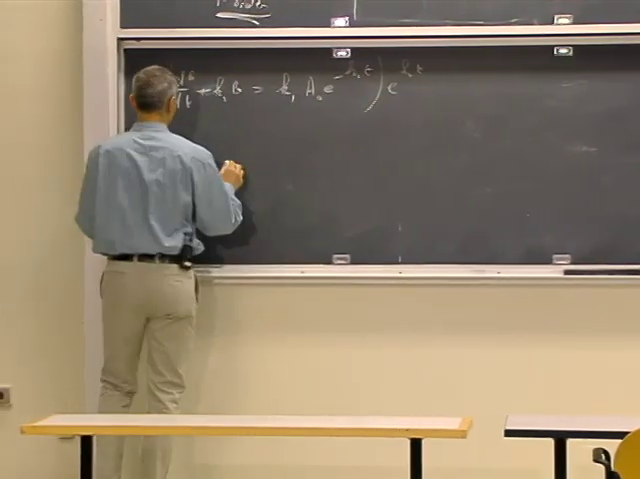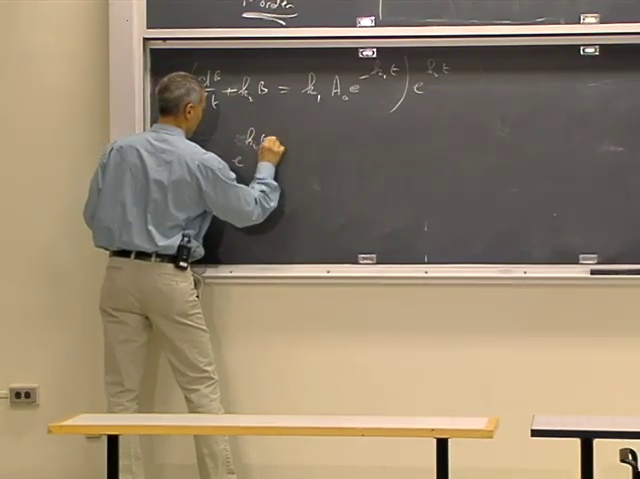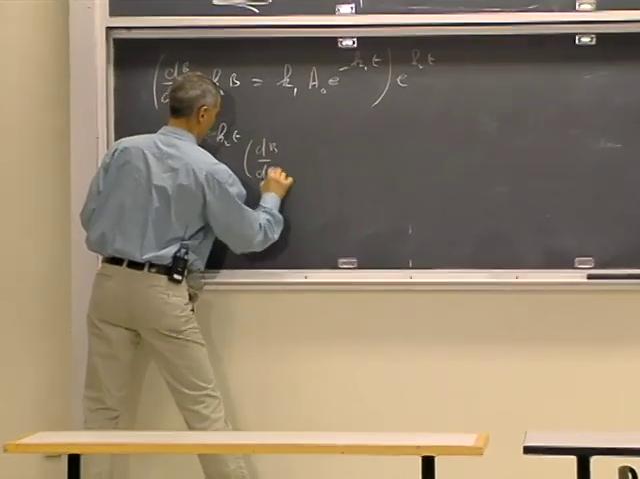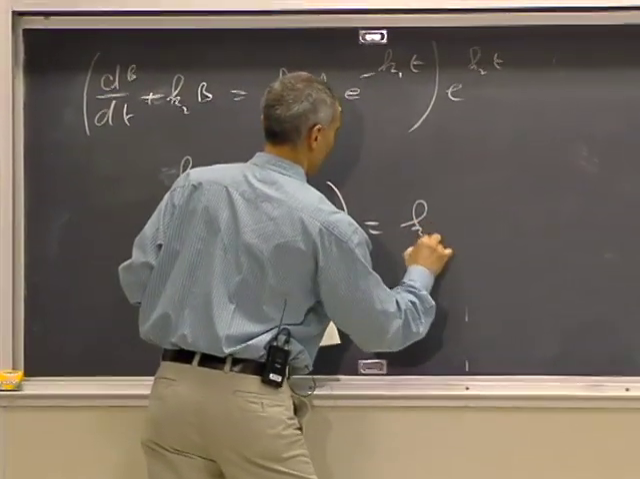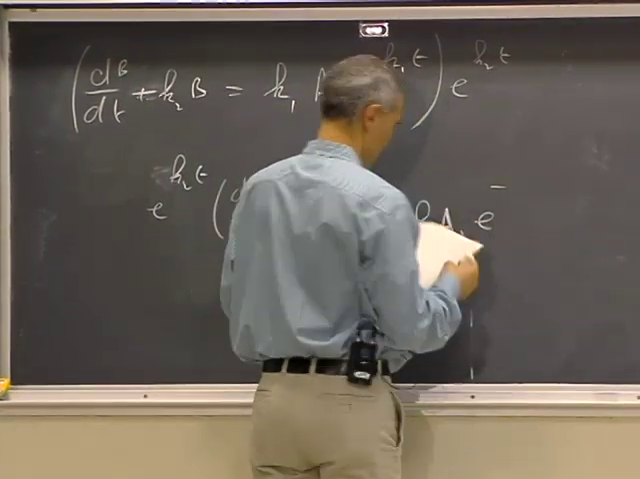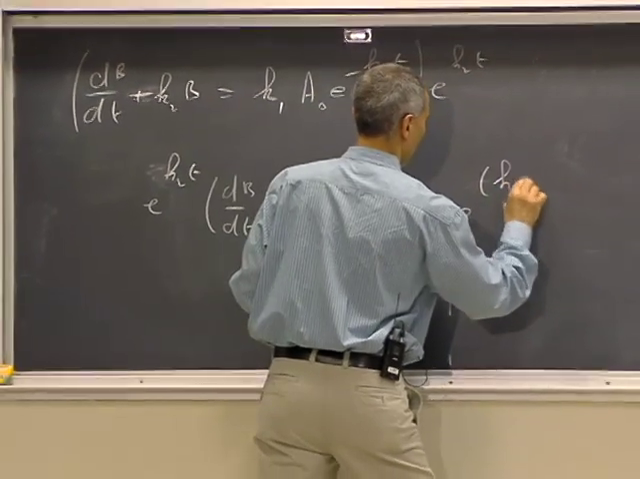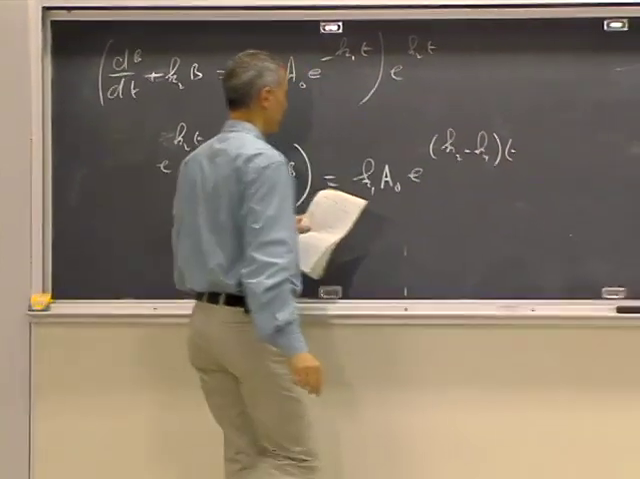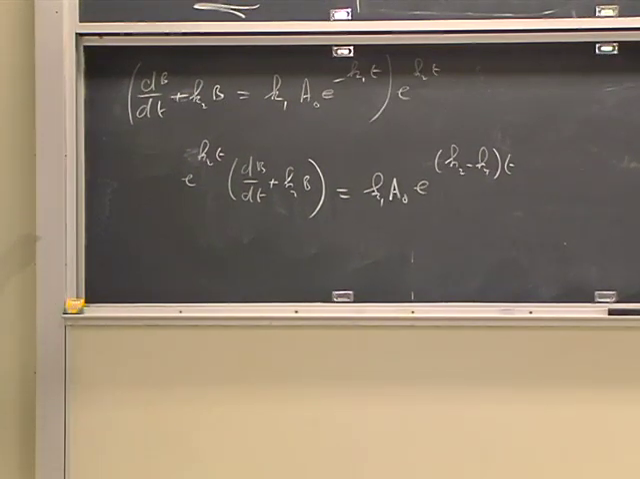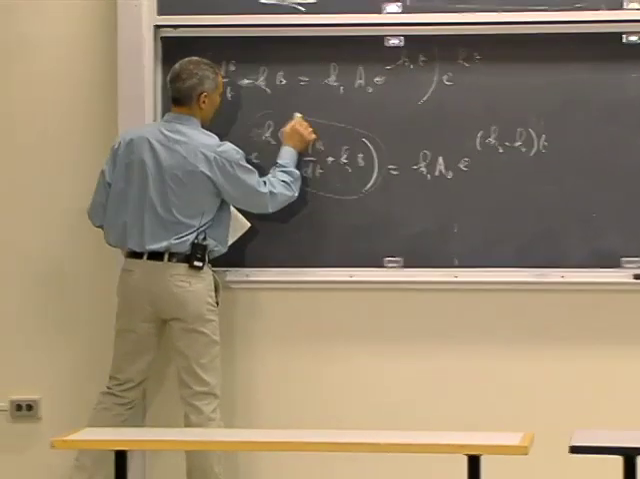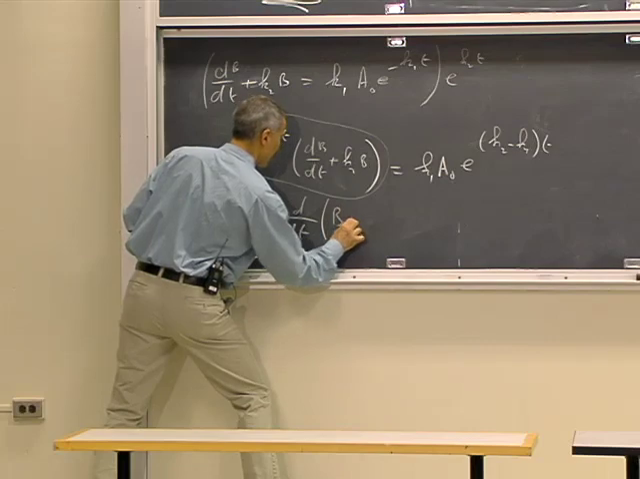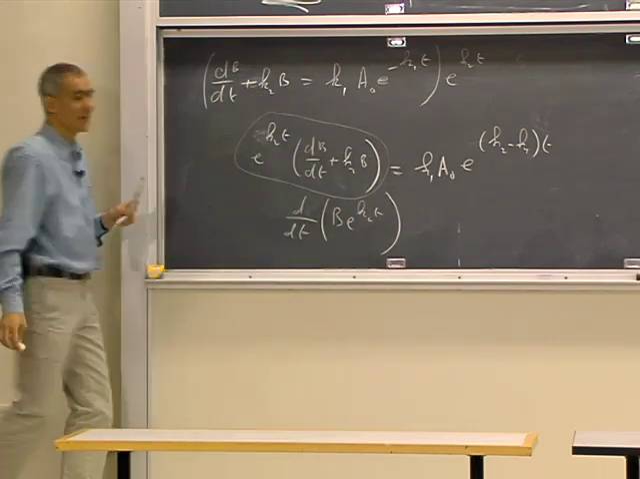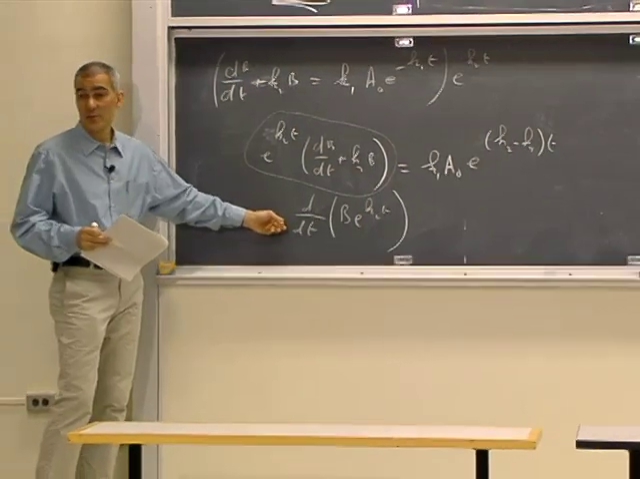So once you do that, then you have e to the k2 t times dB/dt plus k2 times B on this side here, and that is equal to k1 times A naught e to the (k2 minus k1) times time. The reason why these tricks work is because this left side can be nicely written as d/dt of B times e to the k2 t. It's a nice simple form, so when you integrate it, it'll be very easy to integrate.